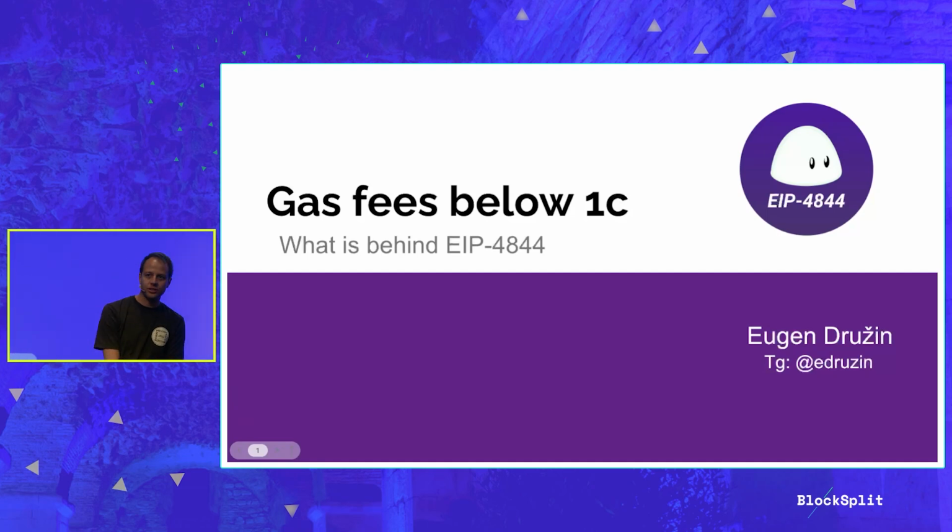My name is Eugen Družin, and today I'm going to talk to you about EIP-4844 and how it enables us to get a transaction cost below 1 cent. But first, let's get to basics. What is Ethereum and what is gas cost?